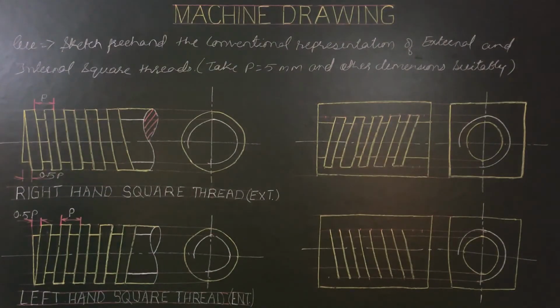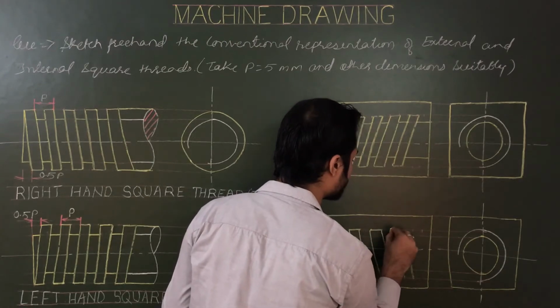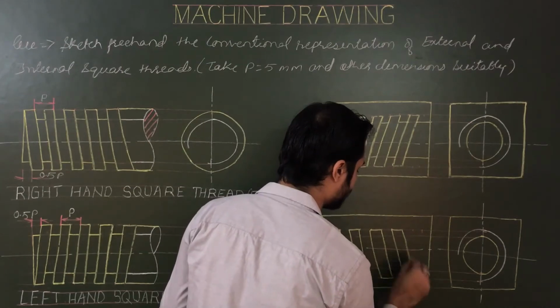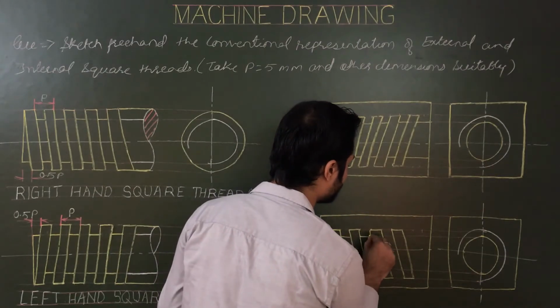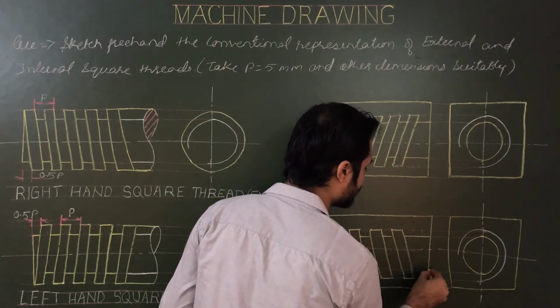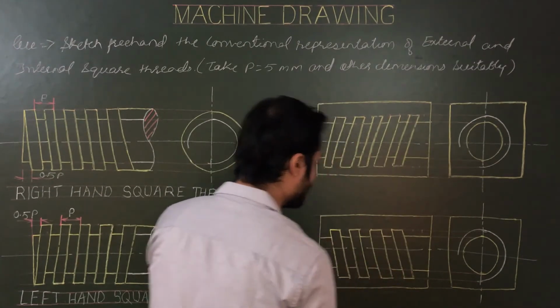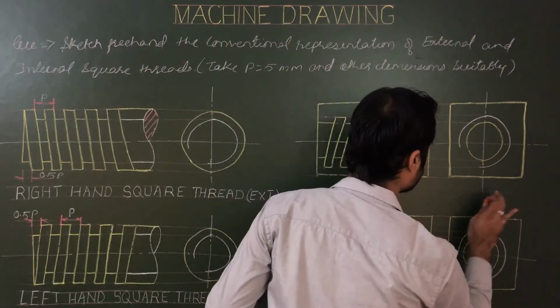Right, and after that draw upper lines or upper limits and extreme lower limits, and then show internal limits like this, and this is your final answer. Right hand square thread and left hand square thread, external and internal. Okay, then we have to write its heading also.